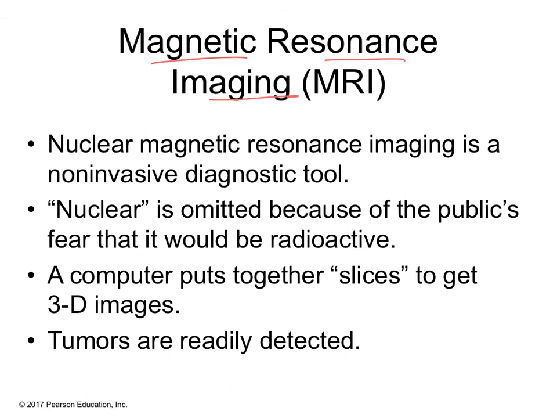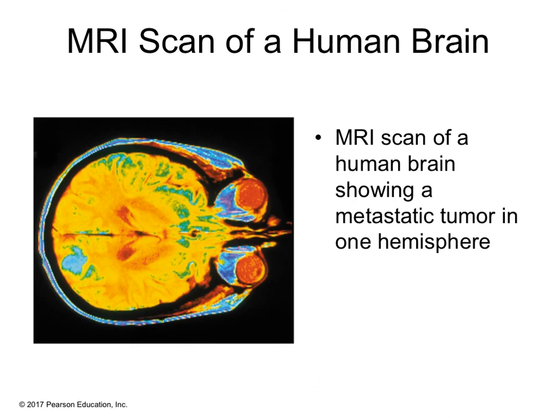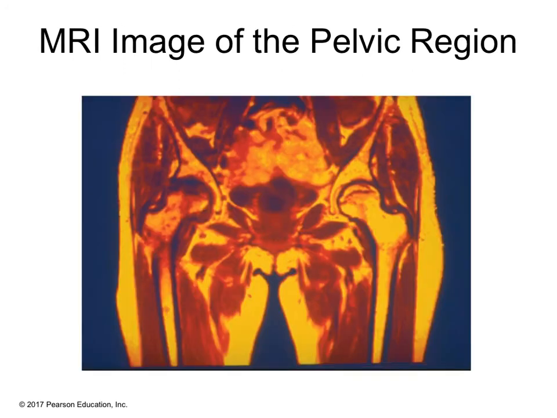Magnetic resonance imaging, MRI, is basically what we use as a non-invasive diagnostic tool for seeing our ligaments. It's the same thing as NMR. We just didn't want to scare the public. So this is an MRI scan of a human brain. Think about it. You have a lot of hydrogens in your organic material. And this is a pelvic area of the NMR.